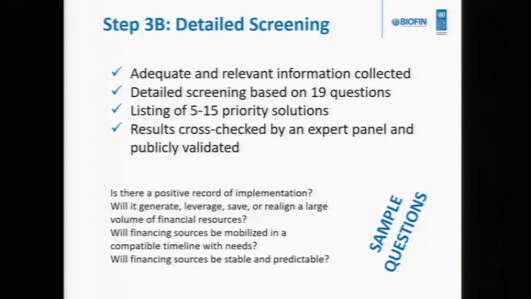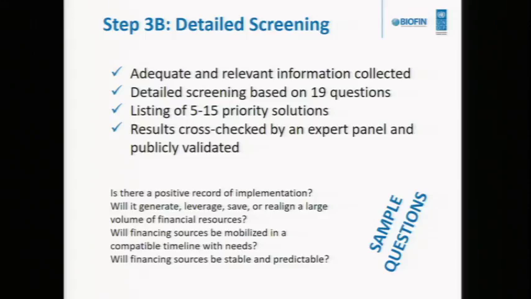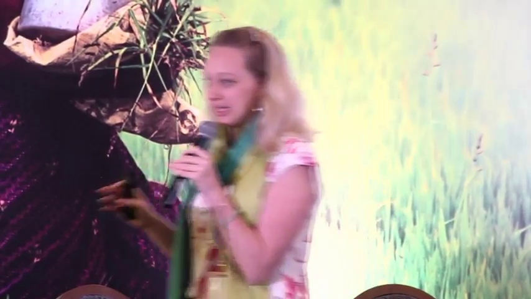Your detailed screening process, you then apply to your smaller subset. And here, as I said earlier, you really do need quite a bit of information because you have 19 questions that you need to be able to answer. I'm not putting up all the questions there, but there are a couple at the bottom as example questions. Is there a positive record of implementation? So is this a totally new idea, which isn't necessarily a bad thing, but it's nicer if there have been some pilots or there's some thinking around it that shows that, you know, we kind of know what we're talking about here and we kind of think it could work.